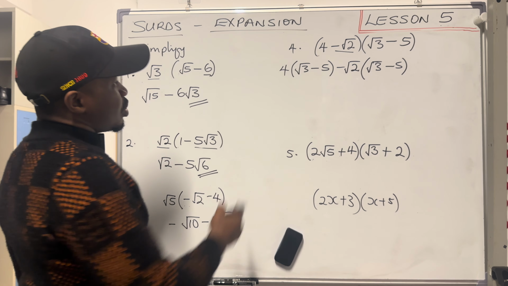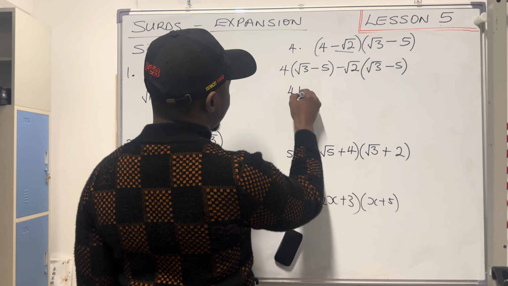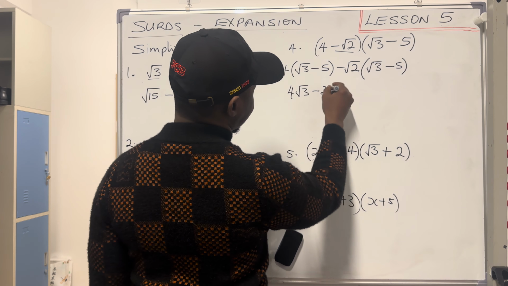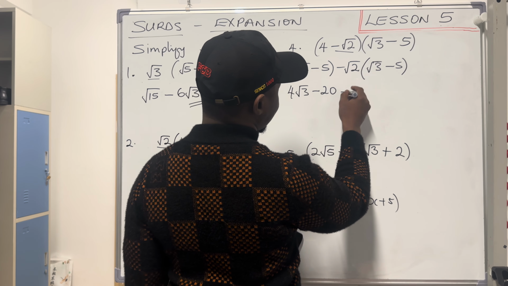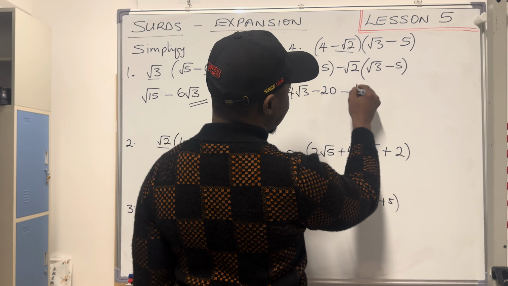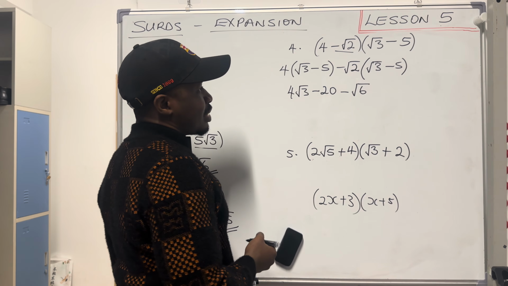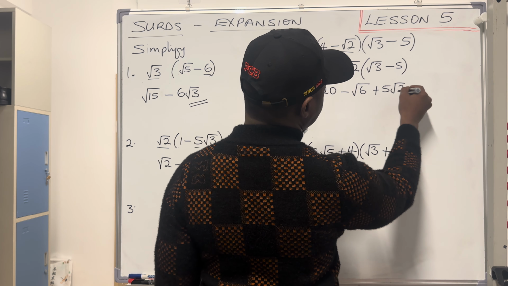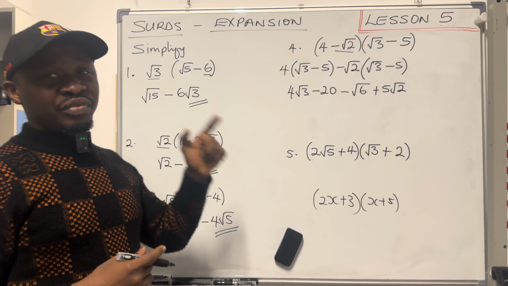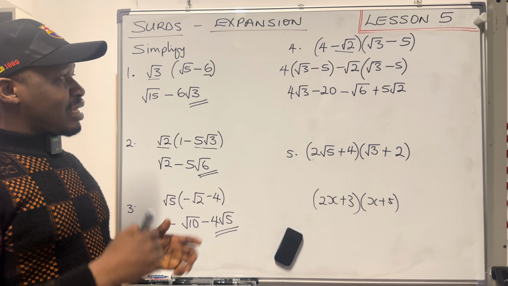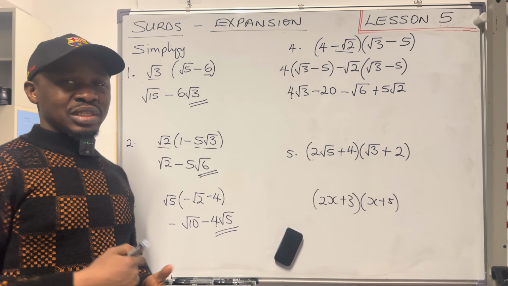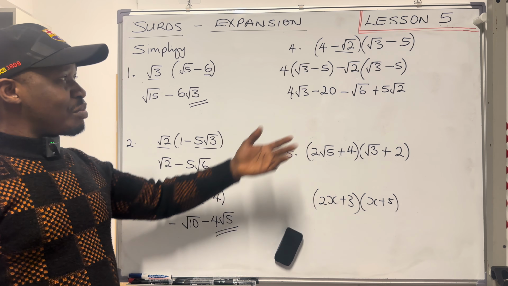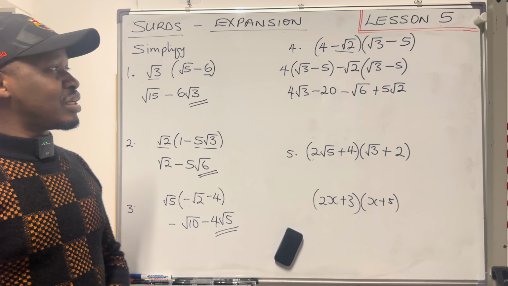Yeah. So 4 times root 3 is 4 root 3. Plus times minus is minus. 4 times 5 is 20. Minus times plus is minus. Root 2 times root 3 is root 6. Yeah, minus times minus is plus. Root 2 times 5, 5 root 2. We are dealing with the fifth lesson. So suppose you think dealing with surds or dealing with the roots is challenging for you, I advise you visit lesson 1 to 4. Then coming to this level, you would have understood so much.